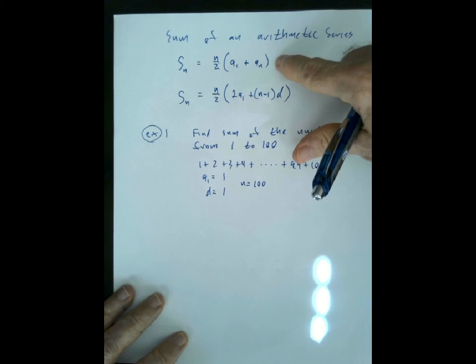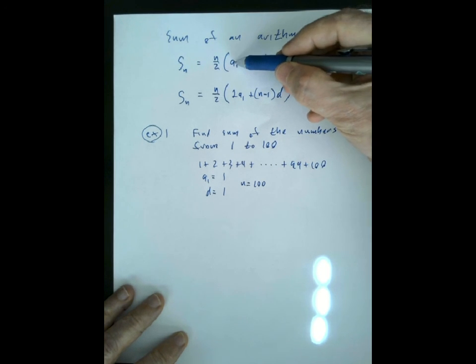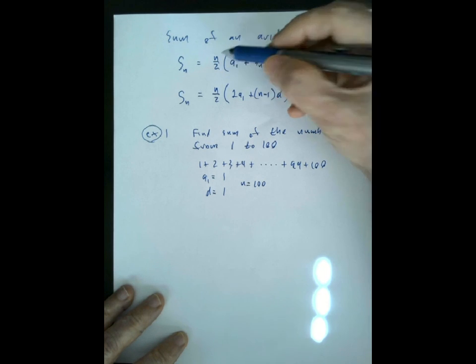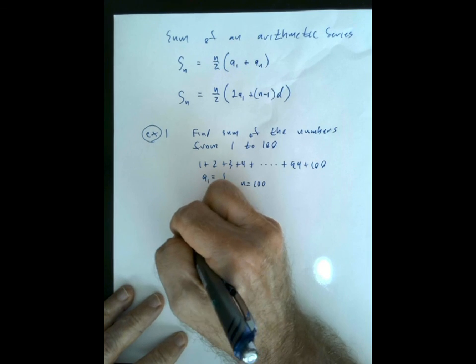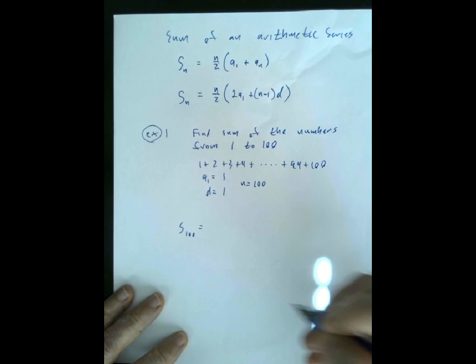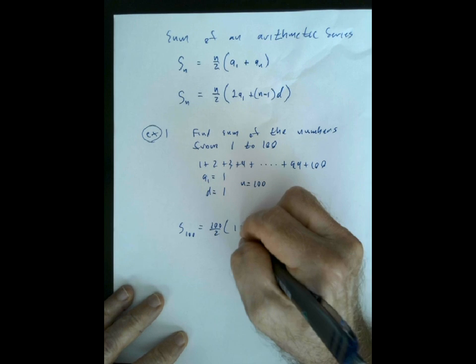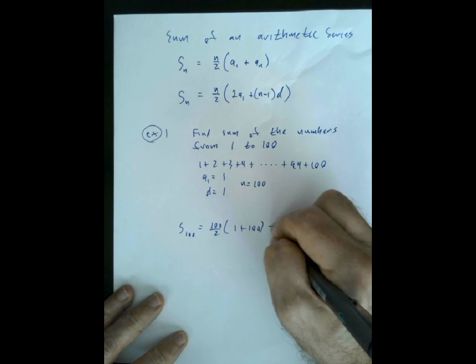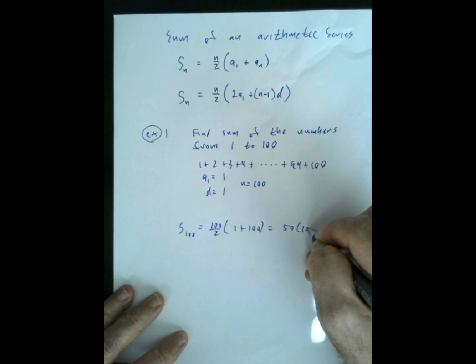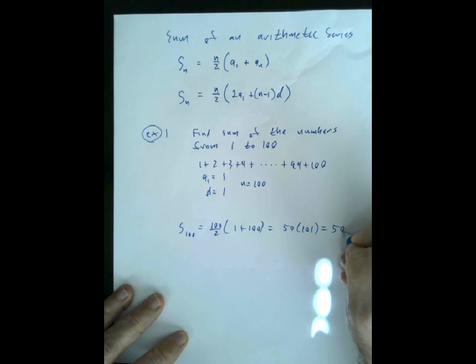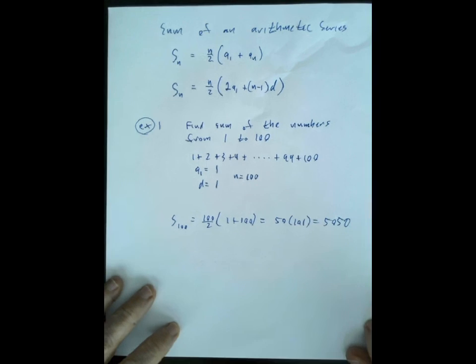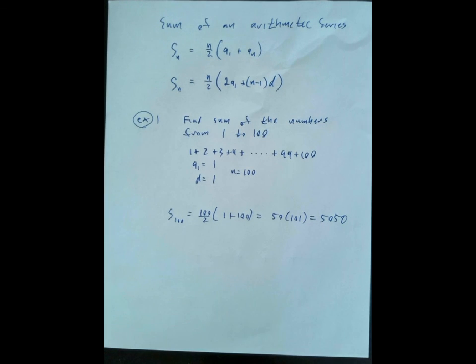So now we'll use the first formula, because we've got the first term and the last term plus the number that we want to add up. So S sub 100 is equal to 100 over 2 times 1 plus 100. That's 50 times 101, which is 5,050. So all the numbers from 1 up to 100, were you to add them, would add up to 5,050.